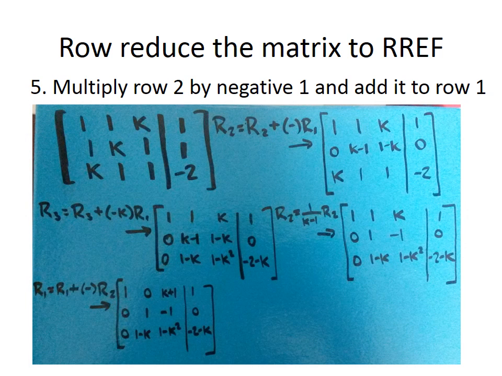Now that we have a leading 1 in column 2, to satisfy RREF, we need the other entries in column 2 to be zeros. So we're going to make row 1, column 2 a 0 first. We're going to do this by multiplying row 2 by -1 and then adding this to row 1.